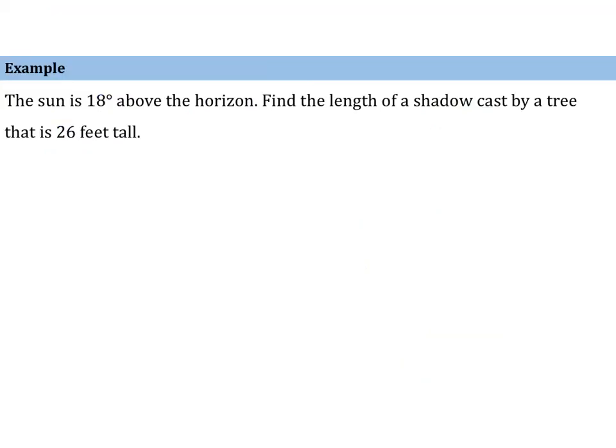Now let's take a look at a word problem. The sun is 18 degrees above the horizon, and we are supposed to find the length of the shadow cast by a tree that is 26 feet tall. So let's go ahead and draw a picture. There's the ground. We don't have to be too fancy at this. There's the sun. Now to draw the tree. The tree is casting a shadow caused by the sun.